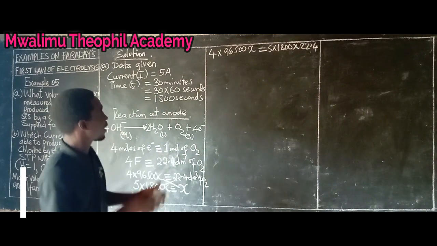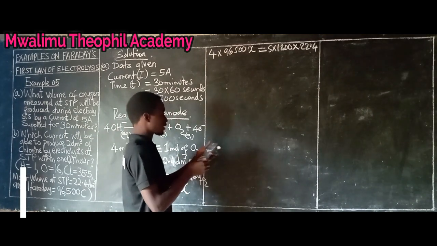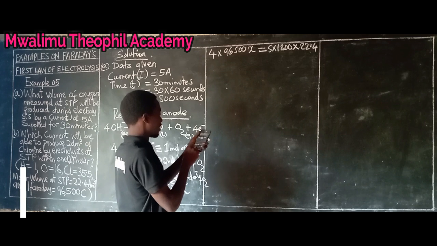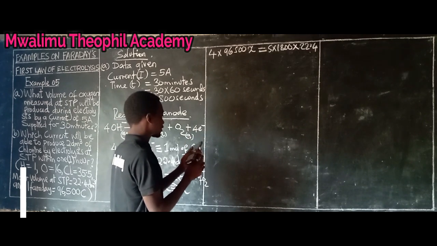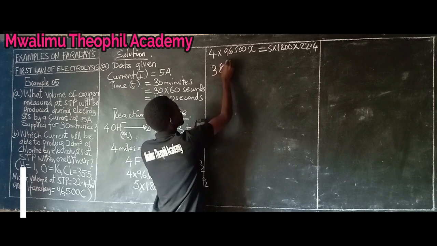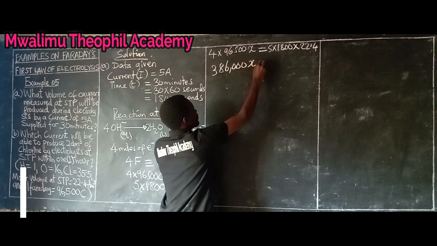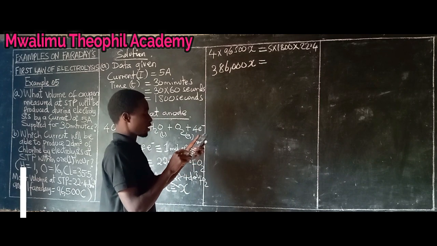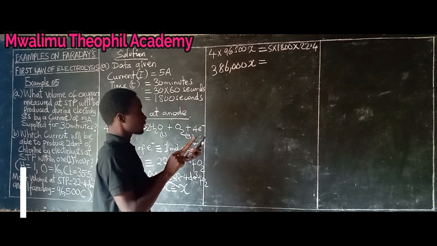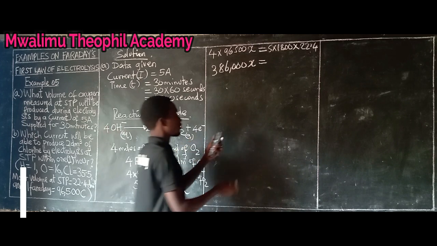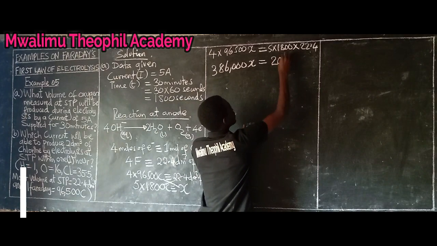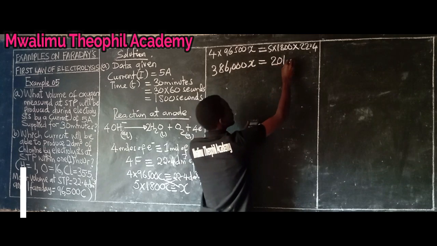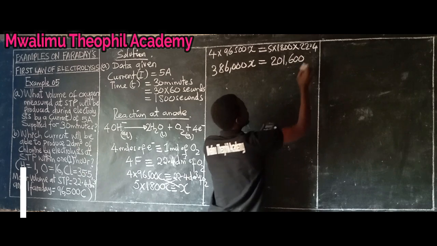After that, let us use a calculator to multiply the values on the left hand side and the right hand side. On the left hand side, you have 4 times 96,500. Here we get 386,000 X will be equal to 5 times 1,800 times 22.4. Here we are going to have 201,600, as you can see.